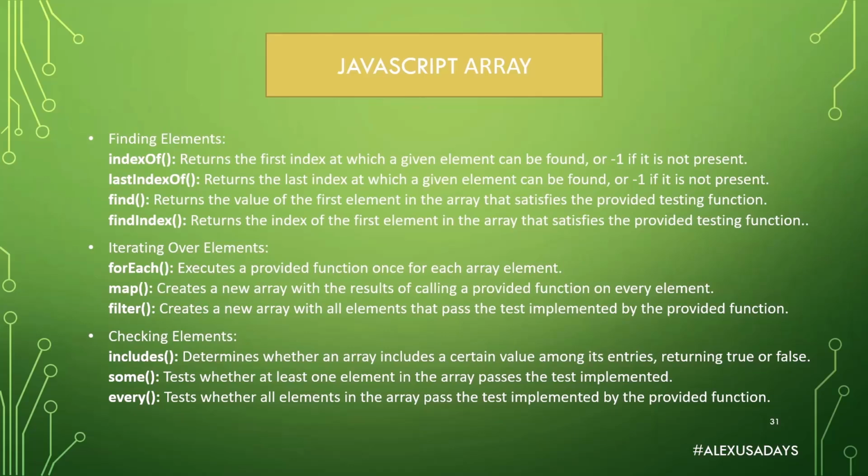You can also do checking of elements by using includes, which determines whether an array includes a certain value among its entries, returning true or false. You can use some, which tests whether at least one element in the array passes the test implemented. You can use every, which tests whether all elements in the array pass the test implemented by the provided function.